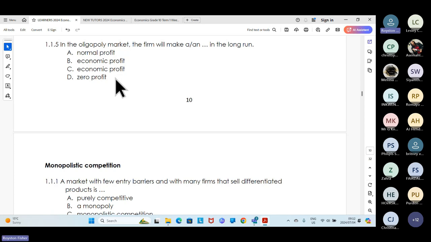So, St. Andrew says it's A. Alsace High also says it's A, possibly. Unfortunately, you cannot write that in the exams. That's what I meant. And then 1.1.5, the class says it's B. Bauer says it's B. And then Altus also says C. And Fadel says it's B. So Fadel, Bauer, Santa Cruz, you're all correct. Well done. It is economic profit.